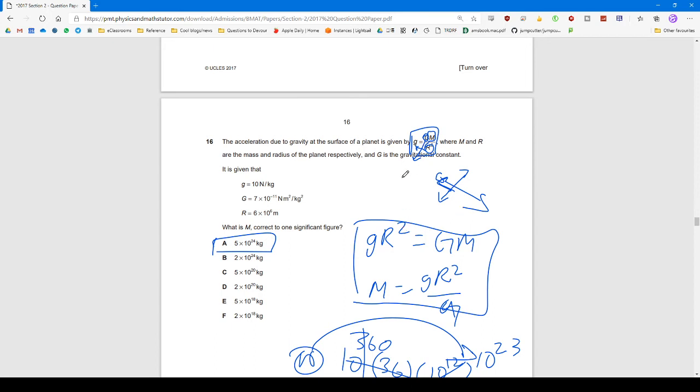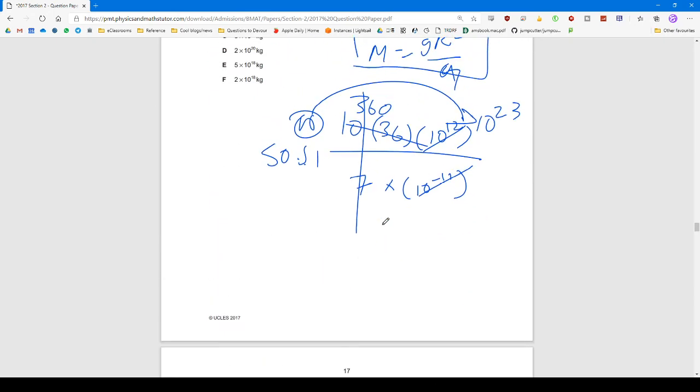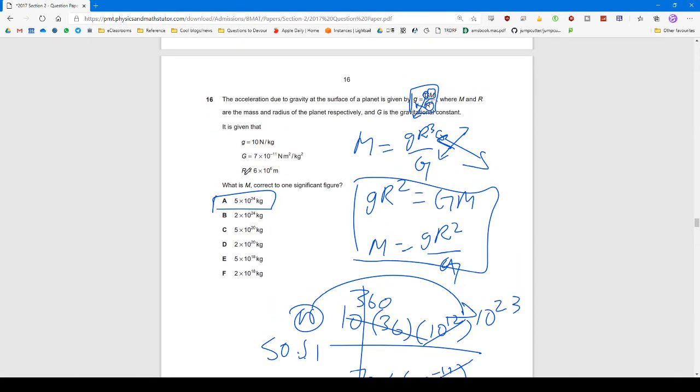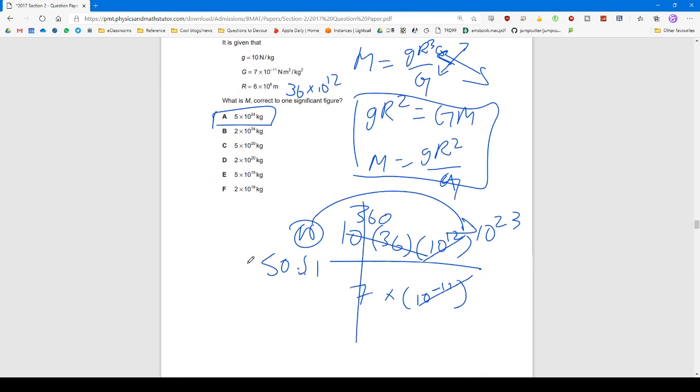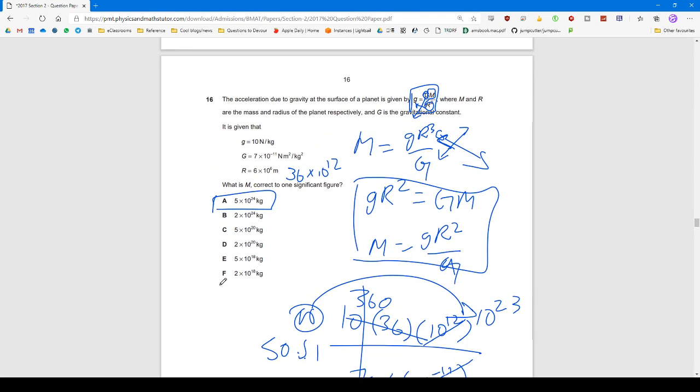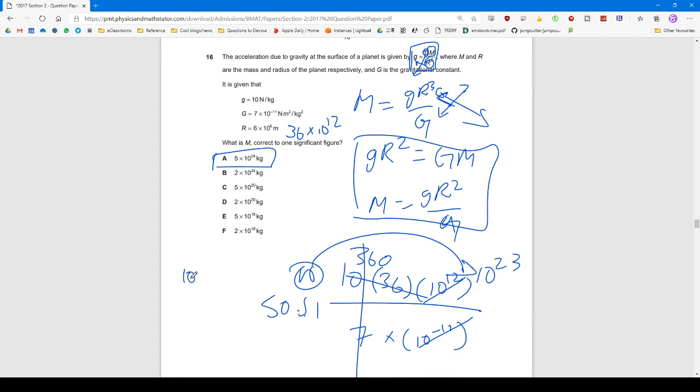So you may want to look at this and immediately go, oh, m is g r squared over g. Then the next thing you saw was r squared, 6 times 10 to the 6 squared. So that's 36 times 10 to the 12. Do not keep it in scientific notation until the very end of your answer, because that will waste your time. You want first this g, regular g, times r squared, so 36 times 10 to the 12 over big G, so 7 times 10 to the minus 11.